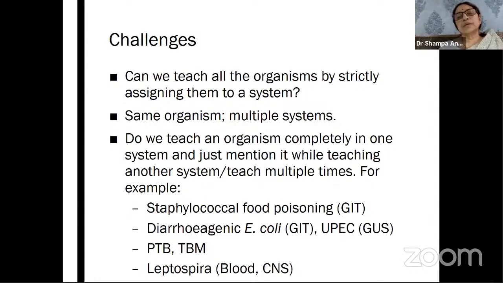I have just listed a few examples, but there are many more. For example, if we teach Staphylococcus, of course it is a pyogenic organism, so it should be there in skin and soft tissue infections. But at the same time, it can cause food poisoning, and so staphylococcal food poisoning goes to the GI tract. Similarly, we have diarrheagenic E. coli under the GI tract, whereas uropathogenic E. coli in the genitourinary system, and pulmonary TB in the respiratory system, whereas tubercular meningitis goes into the CNS. Leptospira will be present in blood, as well as it can cause aseptic meningitis, so it should be in the CNS. So this way, it goes on.